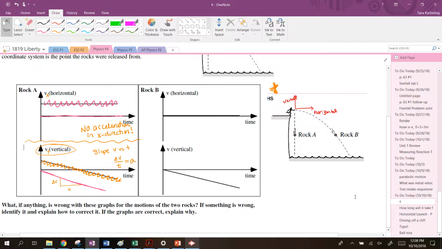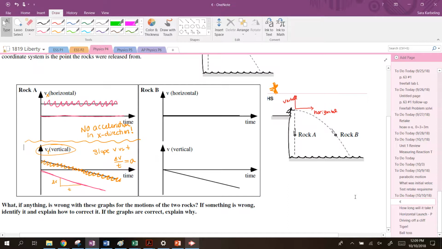Let's think about rock B horizontally. Is rock B moving in the horizontal or the X direction? Yes. Absolutely it is, yeah. So that's exciting, yay. Is rock B, this is after it's been thrown or kicked or launched or whatever, no matter how it's happening, it's after it's left the contact of that thing. Is rock B, and assuming that we're in a vacuum so there's no air resistance, speeding up, slowing down, or staying the same speed?